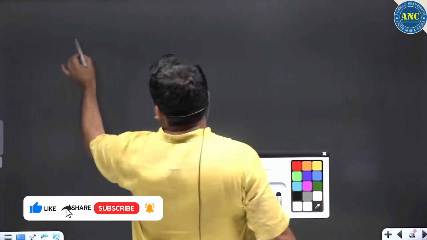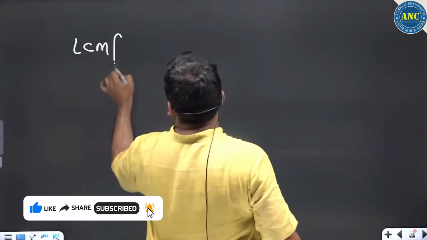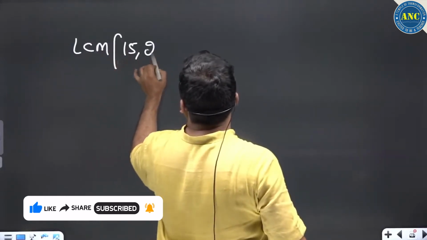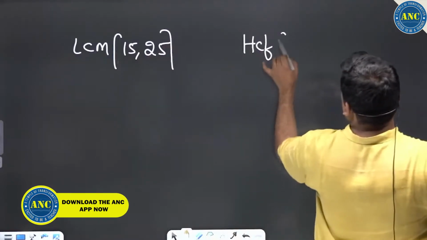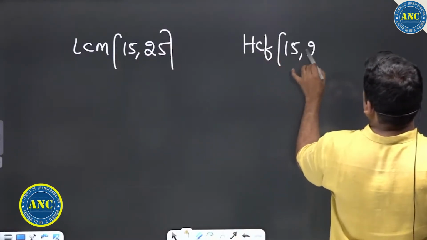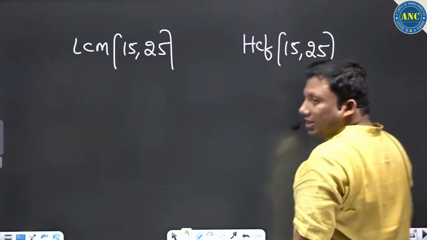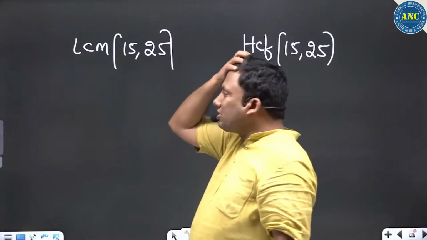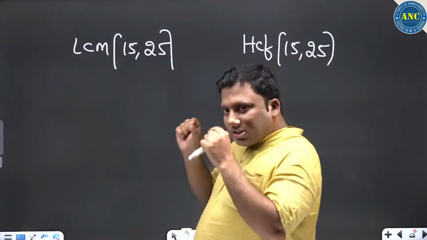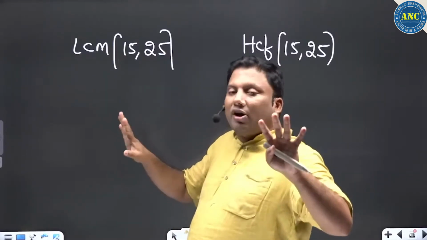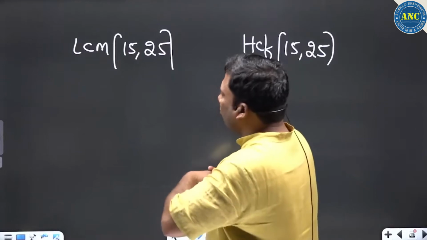LCM of 15, 25. HCF of 15, 25. Listen carefully. This fourth example, LCM of 15, 25. If you understand this example, HCF also you can use an elimination approach.